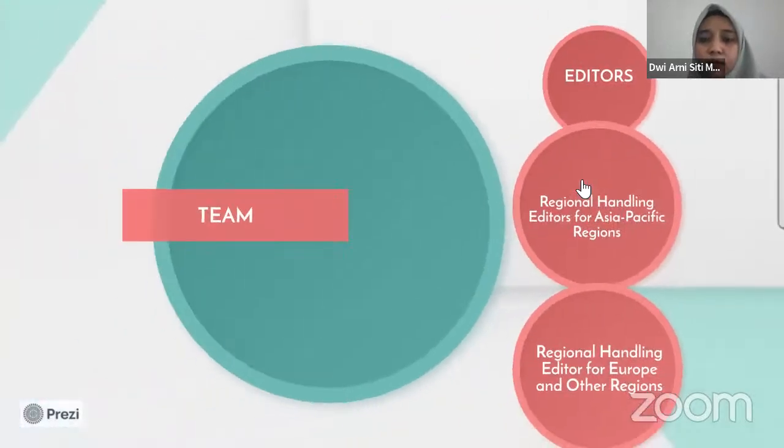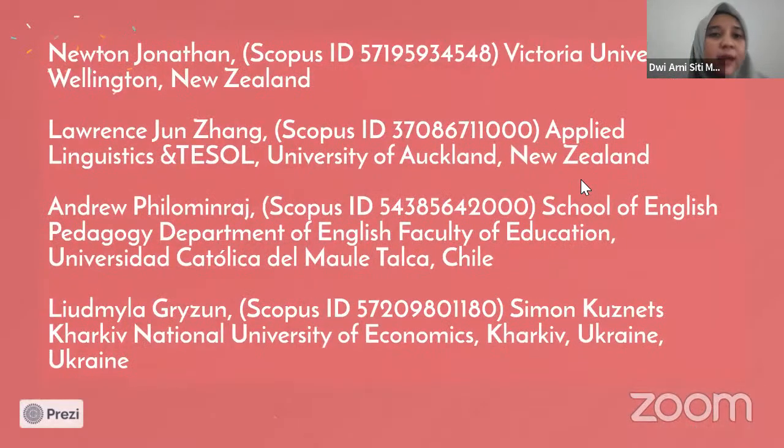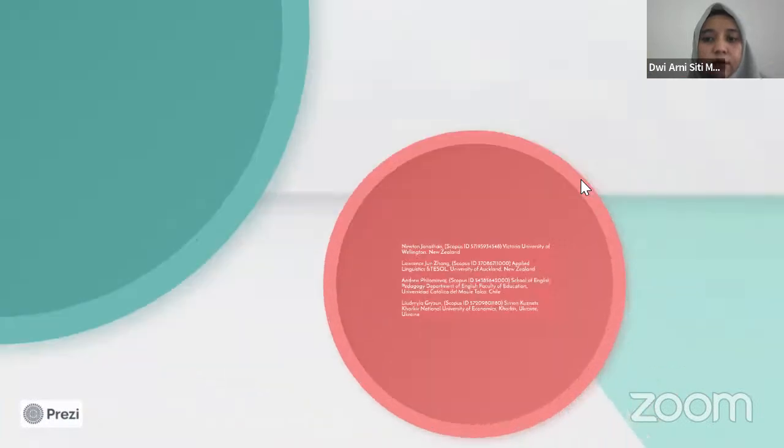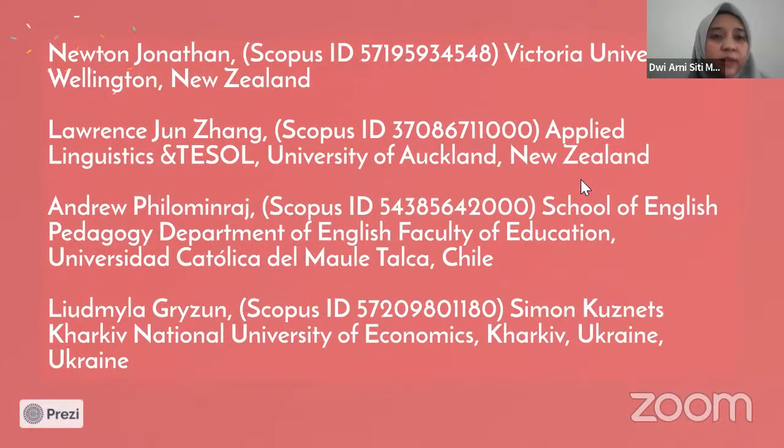And then next we go to the regional handling editors for Europe and other regions. Here we have some of the editors for Europe. First we have Newton Jonathan from New Zealand, and we have Lawrence Junzang from New Zealand. And then next we have Andrew Pilo Minraj from Chile, and then Lyudmila Grizun from Ukraine. Yeah, all of them are awesome editors.